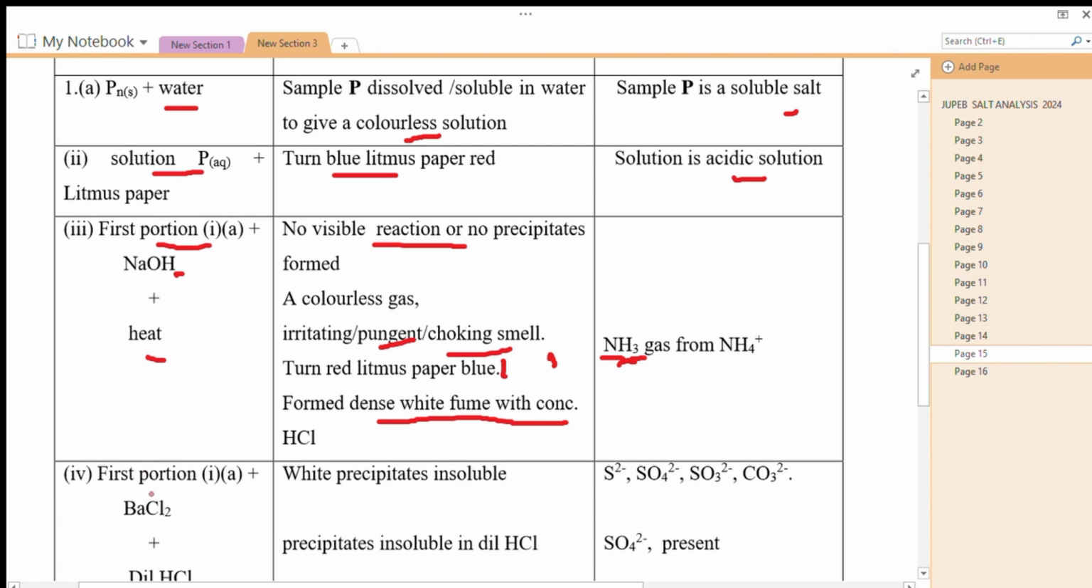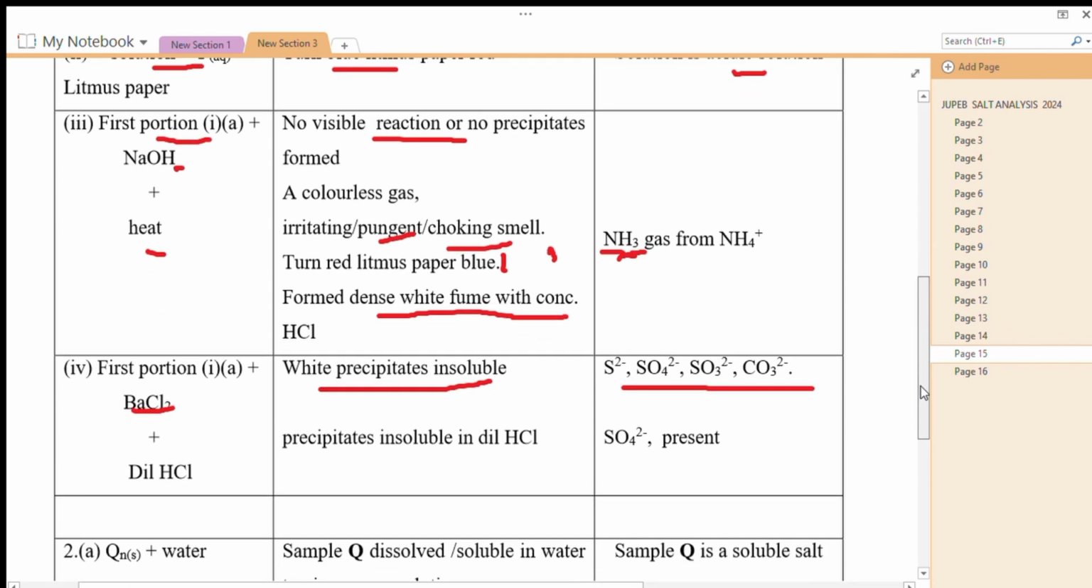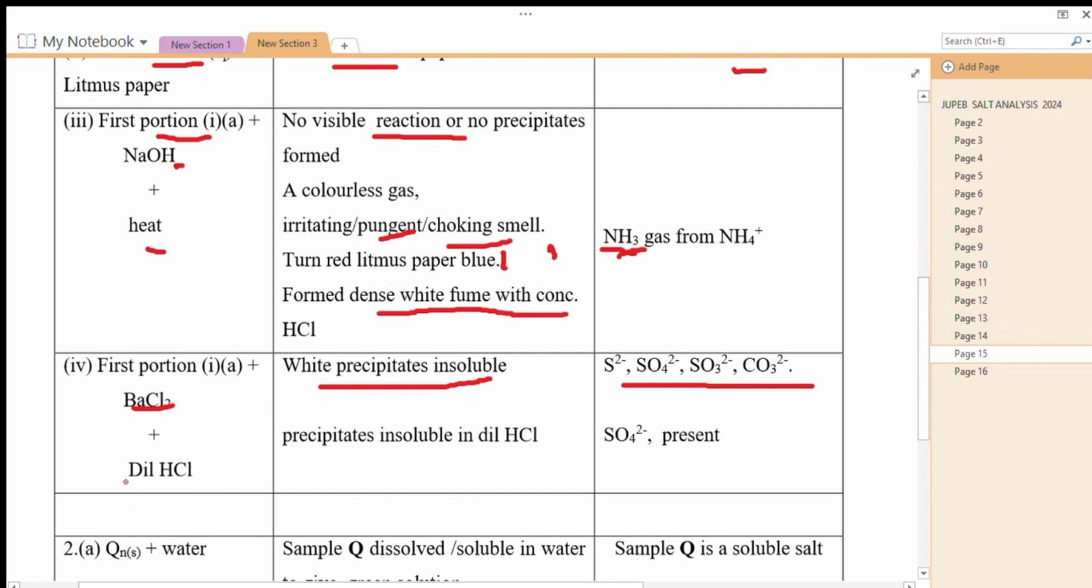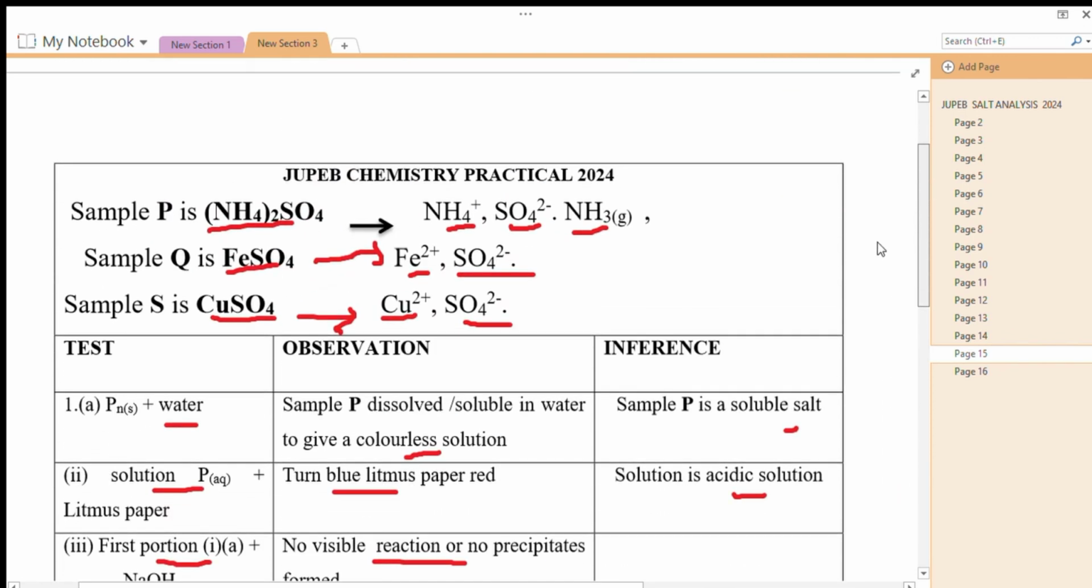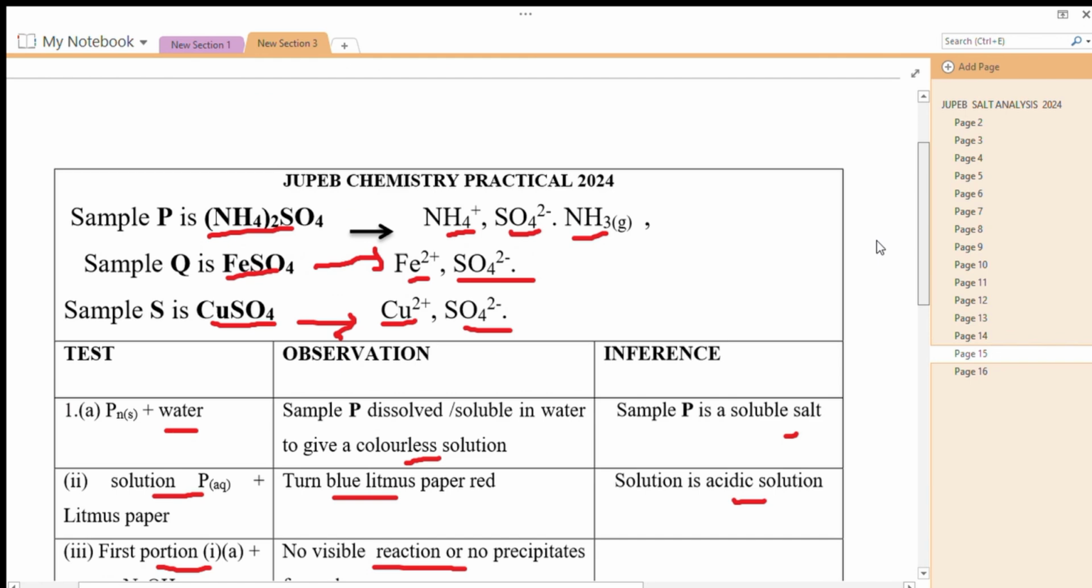Now let's take another portion of this solution P, which we have already dissolved in water. When we add barium chloride, we're going to have a white precipitate. Of course, it's going to be insoluble. These are the possible ions expected to be mentioned in your inference. And when you add HCl, the precipitate is insoluble in dilute HCl, this SO4 is what is present. If it's soluble, it would be SO3 or CO3, depending on how the reaction is. That's all we have for sample P.